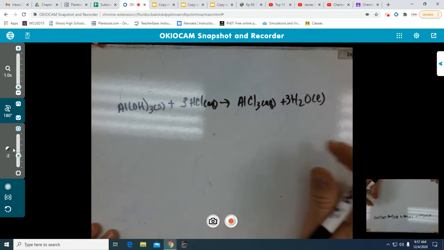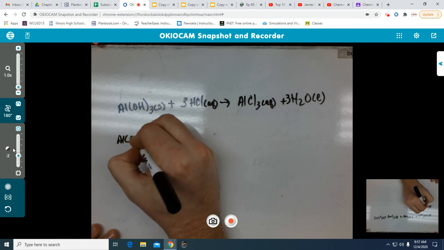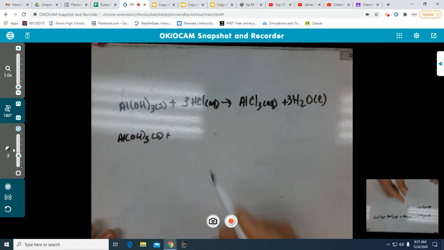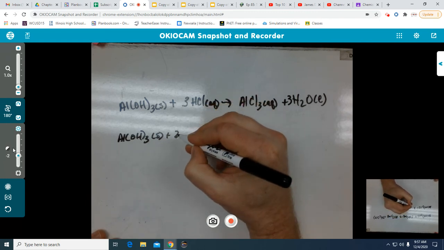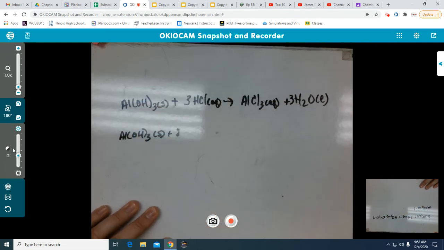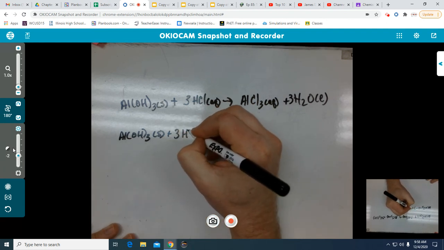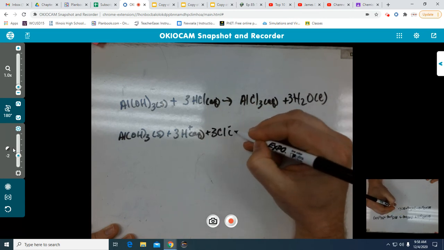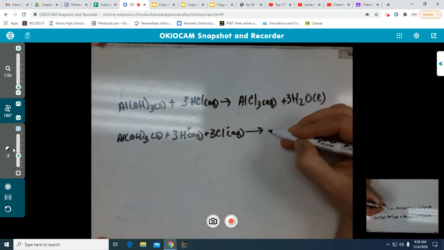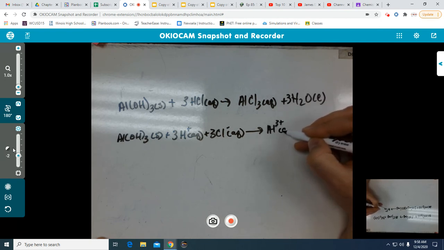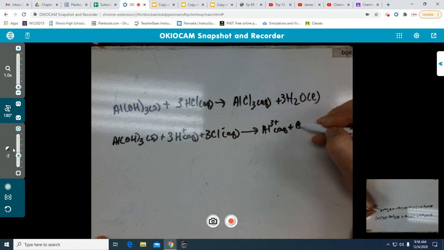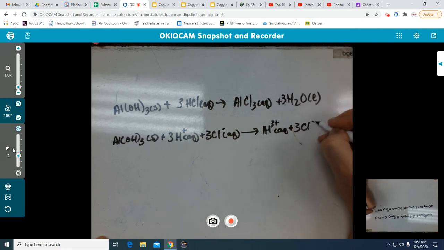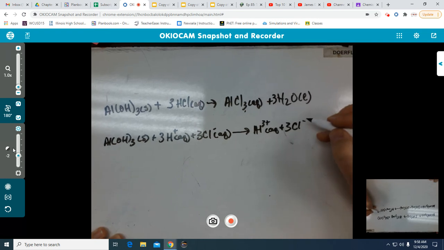And so we need to dissociate what we can. Well, we cannot dissociate solids. So we don't do that. Hydrochloric acid is a strong acid. Therefore, it can dissociate completely. So we get 3H plus aqueous. Again, that 3 comes from the coefficient. Plus 3Cl minus aqueous yields Al3 plus aqueous plus 3Cl minus. Again, that subscript of 3 goes with the chlorine. Aqueous plus 3H2O liquid.